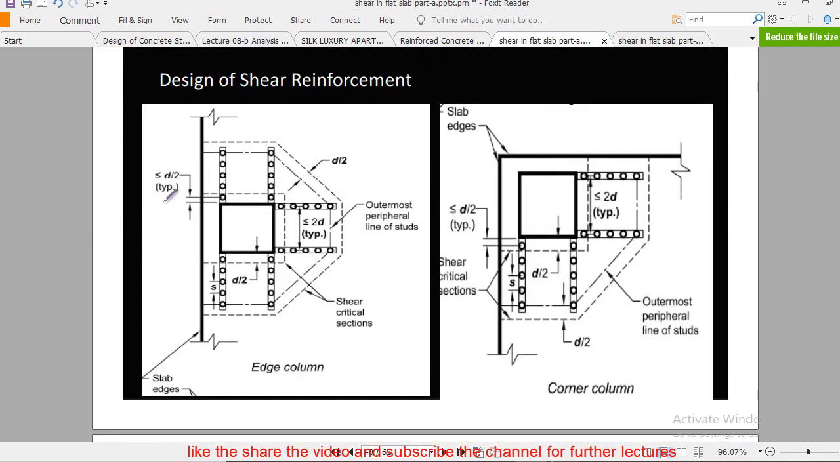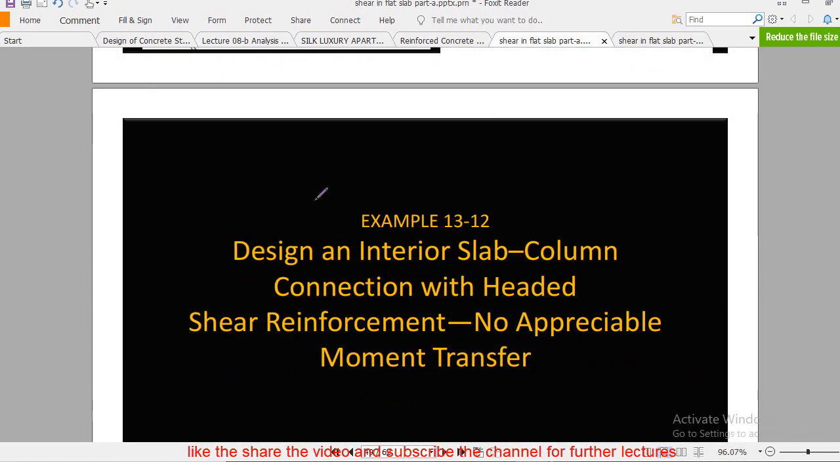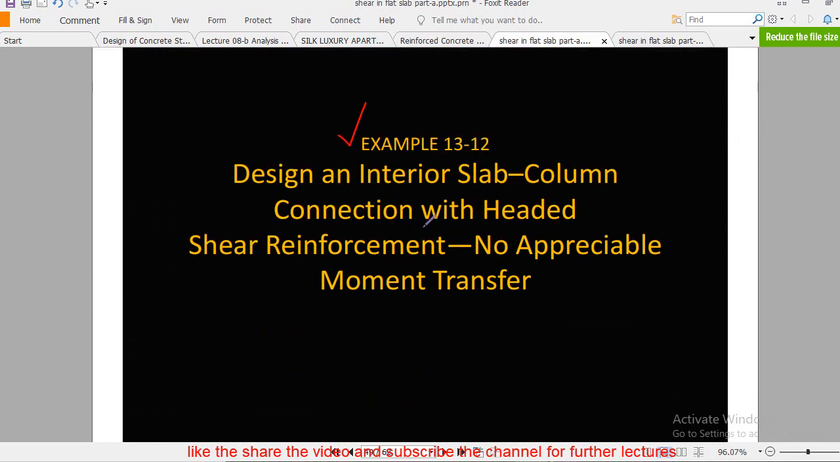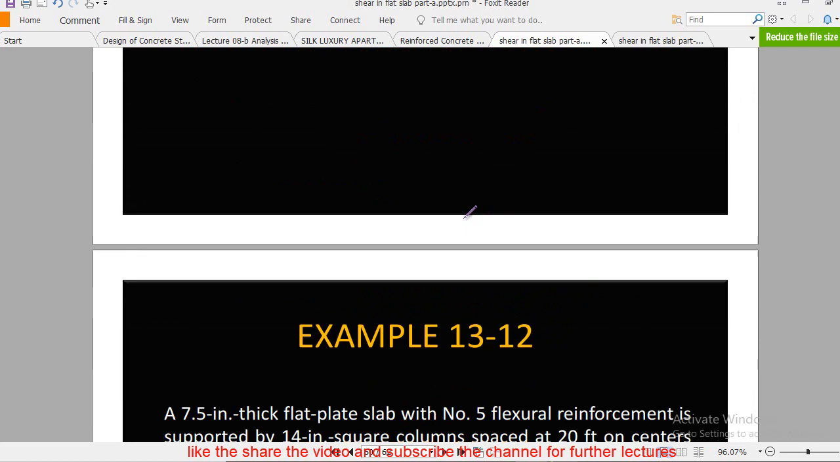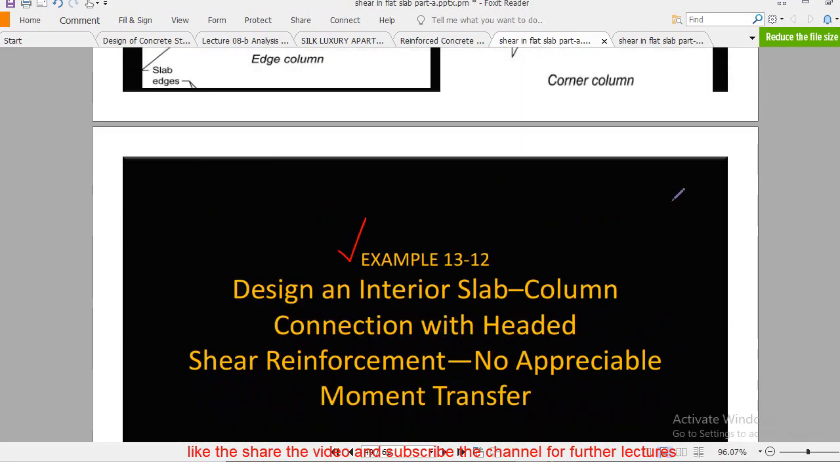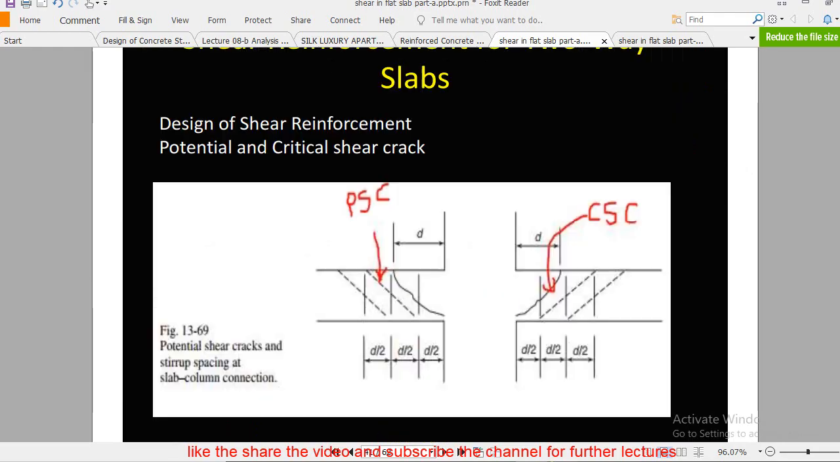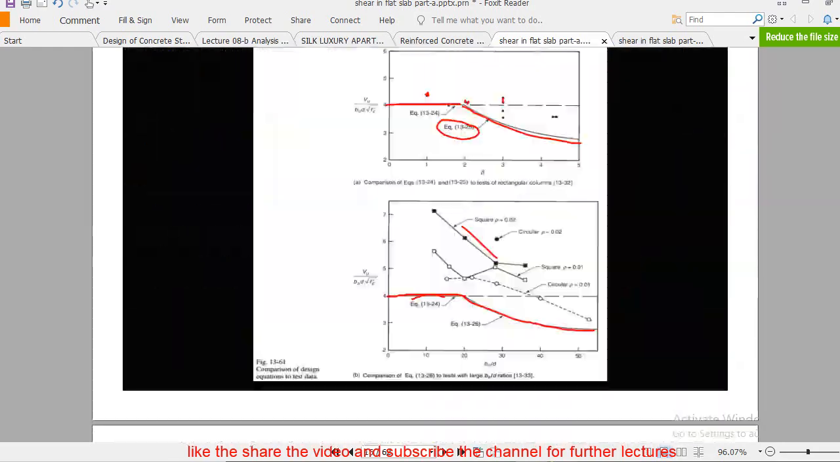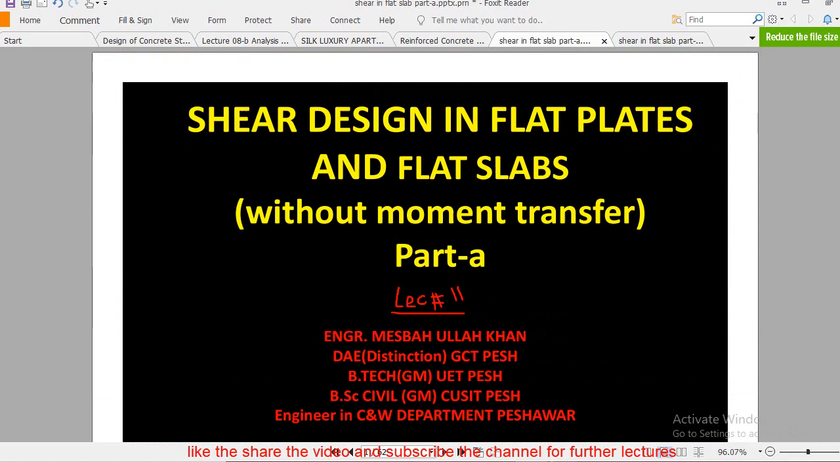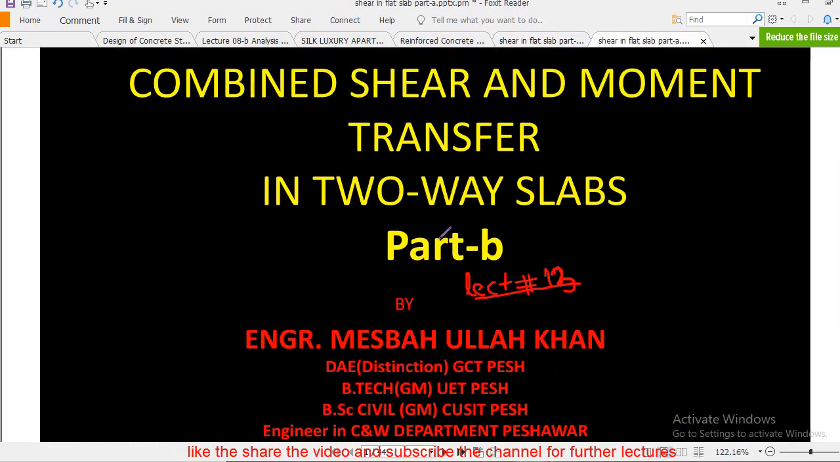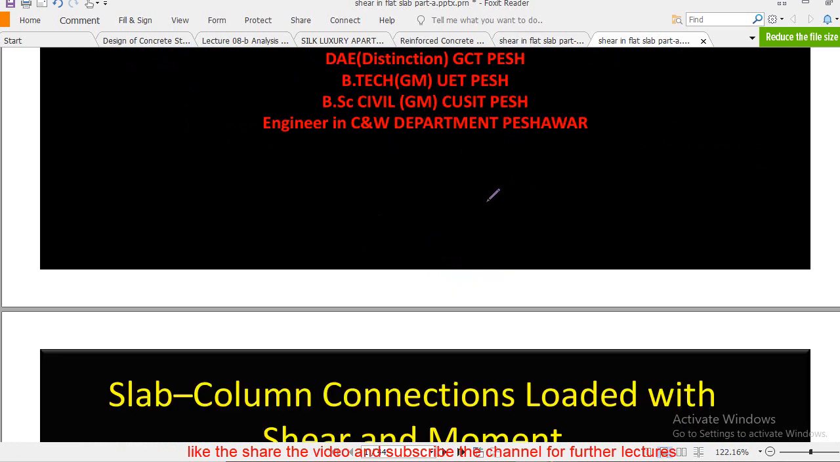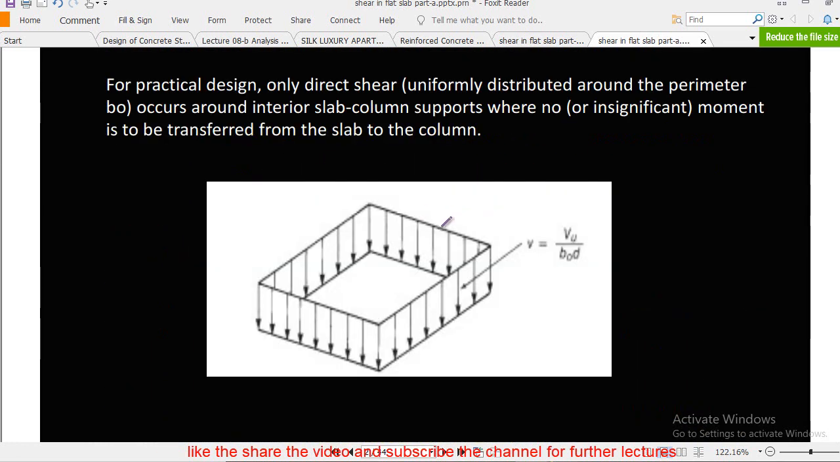And this is the end of this lecture. In the next lecture, inshallah, lecture number 12, we will cover examples. We have 3 to 4 examples, and you will understand thoroughly this whole theory and how to fulfill these criteria. But remember, in this case we don't consider moment. In the next part, we will consider the moment transfer, and that will be the most important lecture, inshallah. We will cover it.